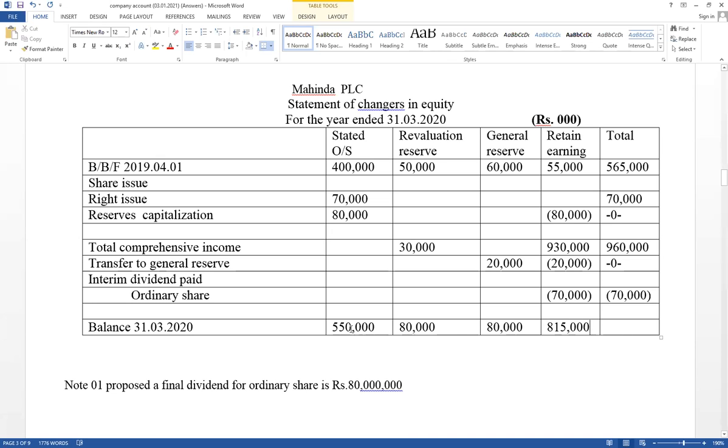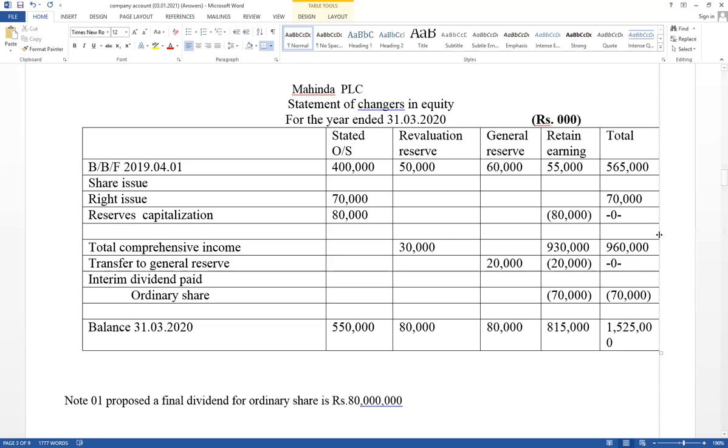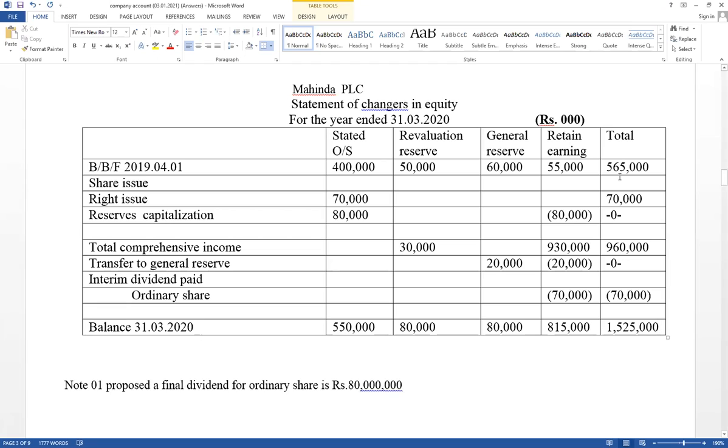Then take the total amounts. Take here total value. It should be equal to here total value. Take the answer. Therefore, here total amount equals 1,525,000. If it is correct, this side total amount also equals the same value. Take the answer: 565 plus 70 plus 960 minus 70. Same answer. This is the way you have to prepare the statement of changes in equity.